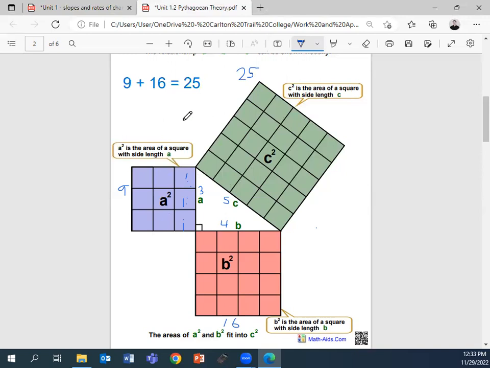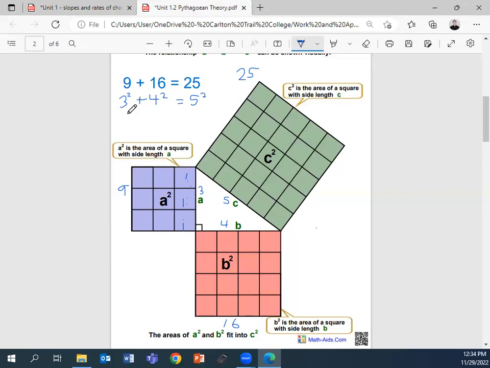That's why we square it. That's why we take A squared. We take 3 squared, right? That's what this is. 9 is just 3 squared. This is how I got my 3, right? That's the length of the one side. The 16 is just the 4 squared. And the C squared is just 5.